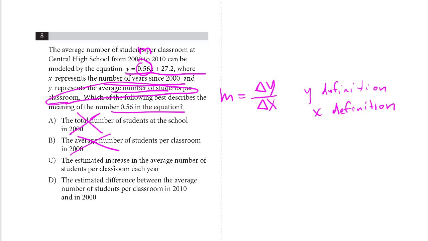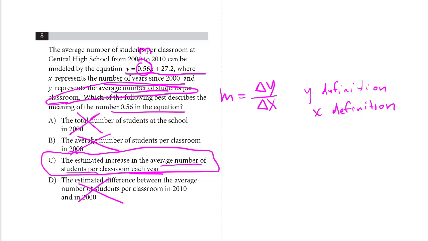C, the estimated increase in the average number of students per classroom each year. Yes, this is the average number of students per classroom per year, a unit change in the x definition. C is the correct answer. D, the estimated difference between the average number of students per classroom in 2010 and in 2000. No, that's just an absolute change, not a rate of change, which is the slope. 0.56 represents the slope. The correct answer for 8 is C.